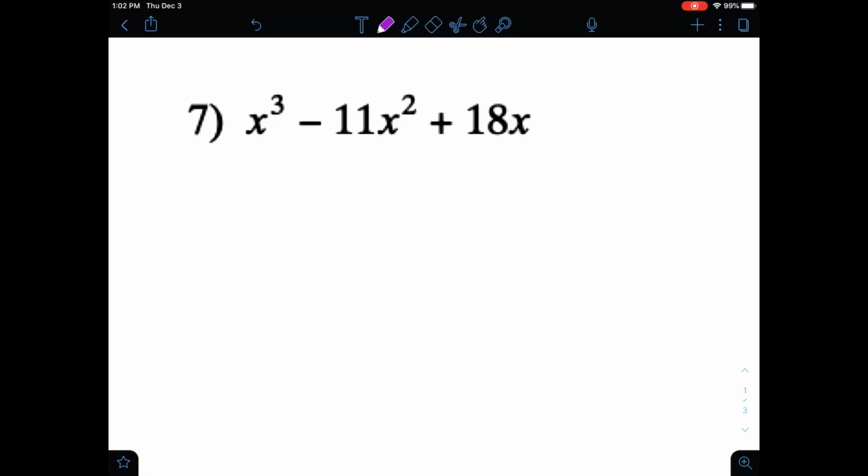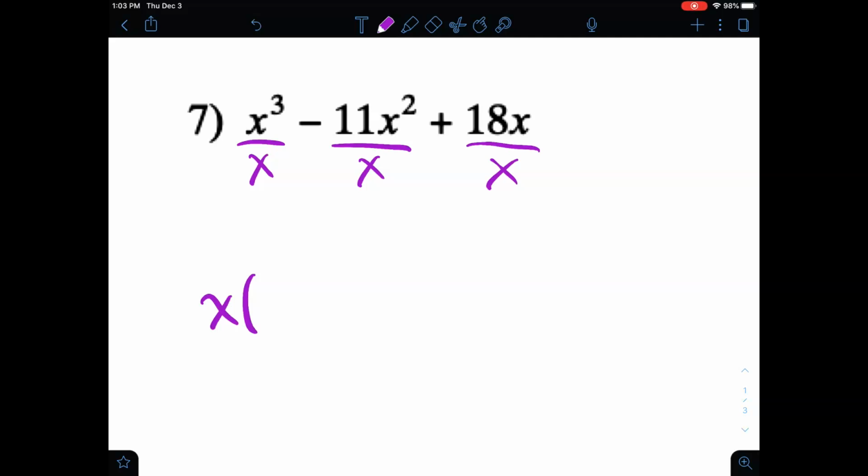So no GCF for the numbers. Do we have any variables we can pull out? Well, we have x to the third, we have x squared, and we have x. What's the smallest exponent we have there? It's x to the first. So we're going to divide everything by x to the first, and we're going to pull it out in front. So we're going to have x times. The rest is just going to come along for the ride.